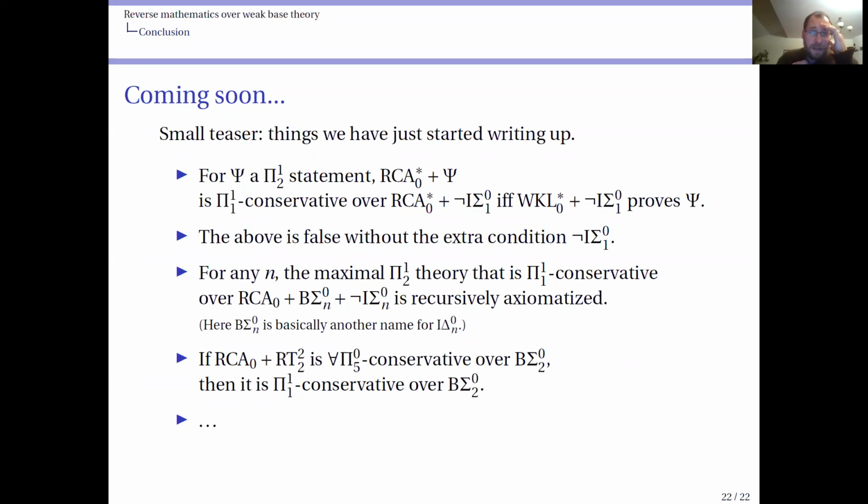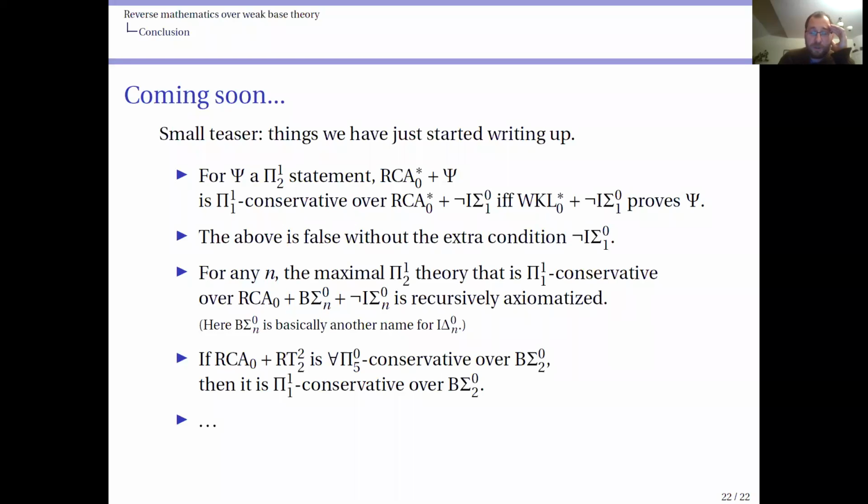But this characterization of conservativity that I mentioned, that if you have a Ramsey theoretic statement, then it's pi11 conservative over RCA0 star, if and only if it follows from weak Koenig's lemma. This actually holds true for all pi12 statements whatsoever if you add not induction to the base theory. So pi11 conservativity over RCA0 star plus not induction is the same thing as being a consequence of weak Koenig's lemma over not induction.